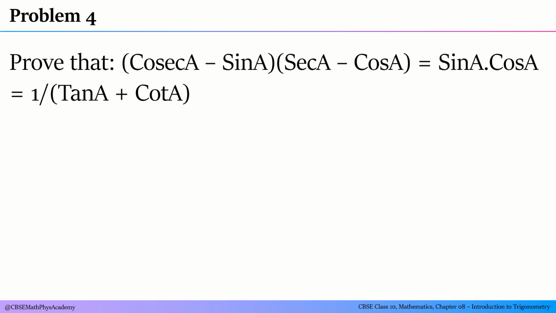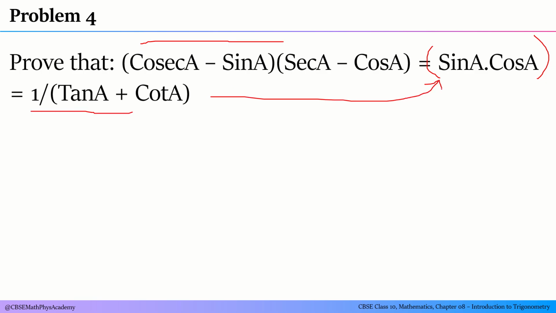So moving to the fourth problem. Cosec A minus sin A into sec A minus cos A is equal to sin A cos A is equal to 1 by cot A plus tan A. You have 3 expressions. So the approach I'm going to take is I'm going to take the left hand term, solve it to some extent, show that it is equal to sin A into cos A. Pick up the right hand term, solve to some extent, and show that it is also equal to sin A cos A, and thus I'm proving the equation.